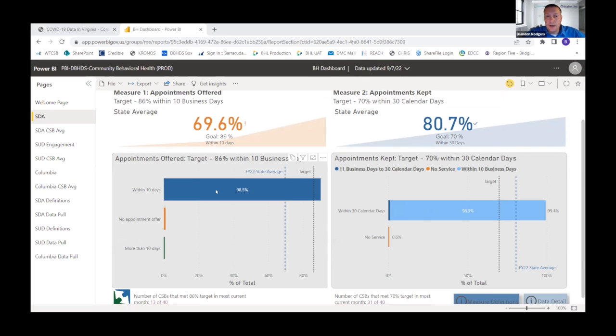So if we were way low on this, say we were at 69% and our target was 86, we know we'd have to look at how do we either improve our workflow and efficiency, or how do we improve our capacity to be able to schedule those appointments more regularly. So what Stephanie brought up, do we need more clinicians available to take those appointments, those kinds of things.